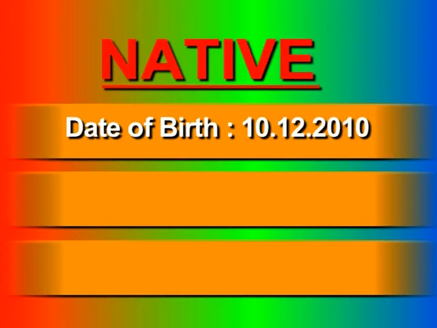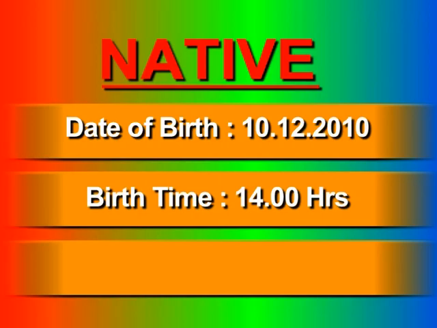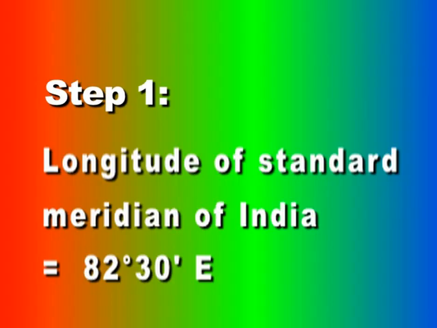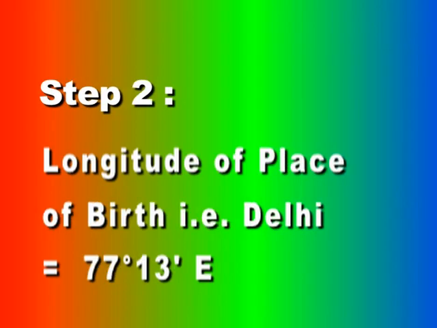For example, look at the full screen. The date of birth of the child is taken as 10th of December 2010. The birth time is afternoon 2 o'clock, so 1400 hours. Place of birth is Delhi, India. Longitude of standard meridian of India from the GMT is 82 degrees 30 minutes east. Now we have to take the longitude of the place of birth, Delhi.